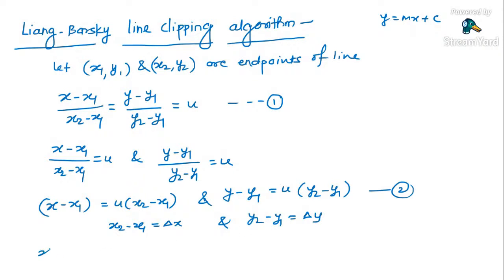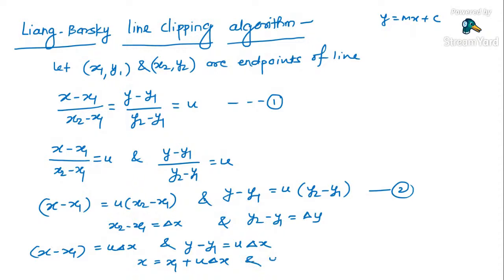Put that into the equation so that x minus x1 is equal to u into delta x, and y minus y1 is equal to u into delta y. Again, we will simplify for x and y. So x is equal to x1 plus u delta x, and y is equal to y1 plus u delta y. This is equation number 3. Now we got the equations x is equal to x1 plus u delta x and y is equal to y1 plus u delta y.